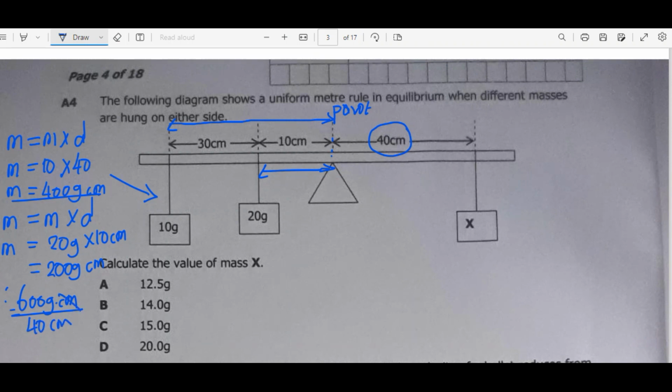We know that this centimeter will cancel this. So 4 into 60 is 15. So the answer is just 15. Or you can use the moment formula where you equate, you still get the same answer.